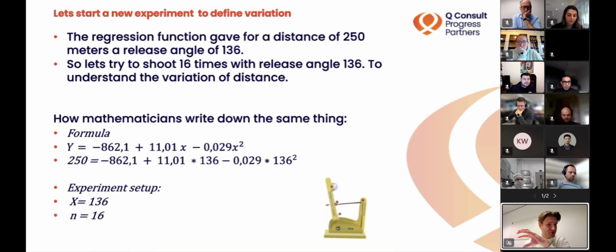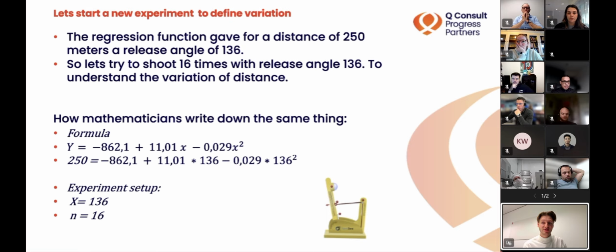But what we also saw was that the further we shoot, the more spread in our distance we get. So the more variation is introduced. So let's try to do a new experiment based on this example. We want to shoot 250, we get a release angle of 136. Let's try to shoot 16 times with a release angle of 136.